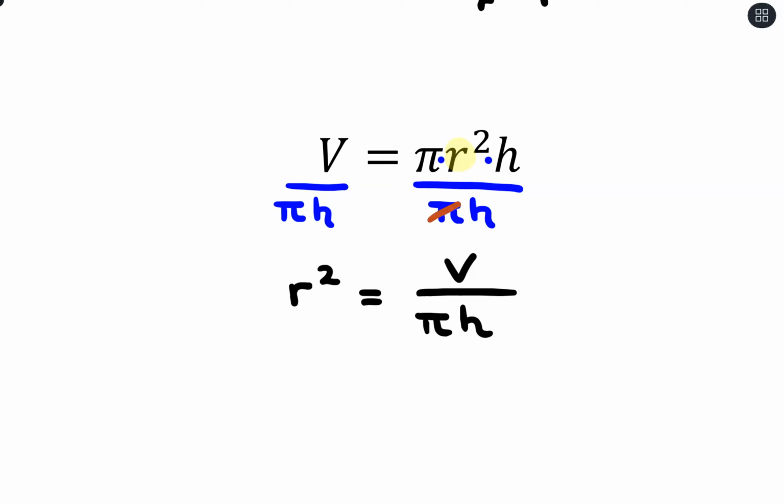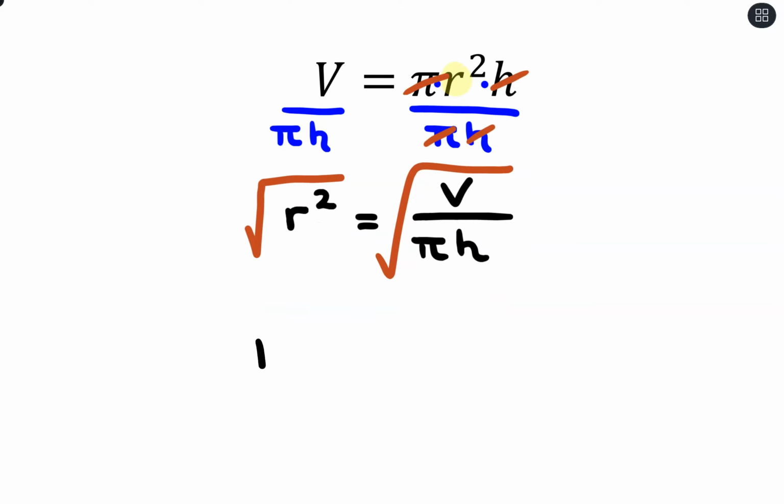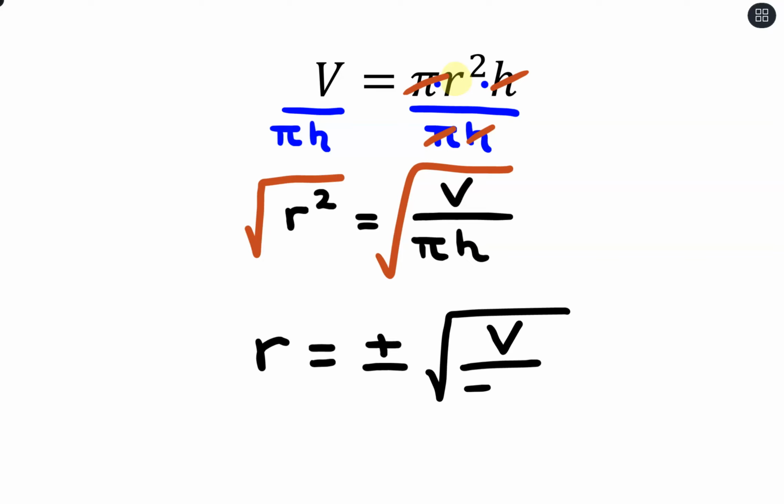Because on that right-hand side, the pi is canceled out, the h is canceled out. All right, so if we have an exponent of 2, what we could do to undo that exponent of 2 is to square root both sides. So the square root and that exponent of 2 just cancel out, so we would be left with r. Now our rule is, if we ever take the square root of both sides of the equation, we should always have plus or minus. So we'd have plus or minus the square root of v over pi h.